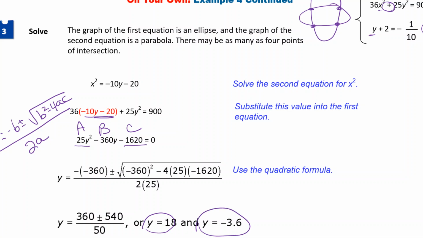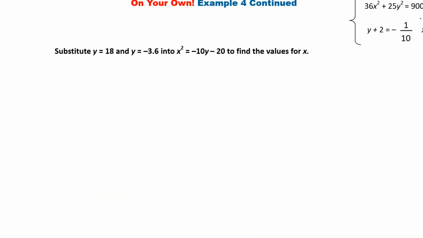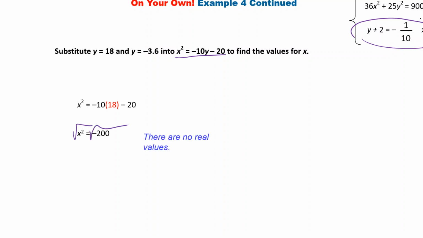So now we have to go back and substitute again so that we can find out what our x's are. All right, so now that we have our y equals 18 or y equals -3.6, let's substitute it into this simplified part of our equation, which was this piece right here. And when we substitute 18 in, we get x squared equals -200. Uh-oh, we've got a negative number there. So when I take the square root of both sides, I can see that there is no real value because that would be imaginary.